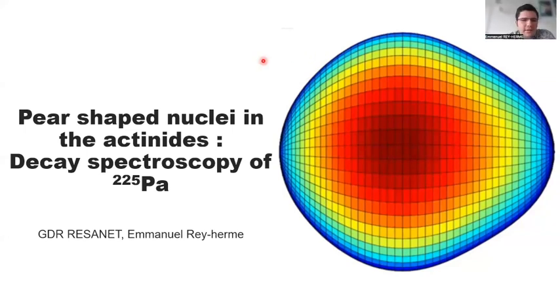Hello, everyone. First, thank you for being here, listening to this. So indeed, I'm going to present a little bit what I did during my PhD thesis on the study of the pear-shaped nuclei in the actinides, with the specific case of protactinium-225.